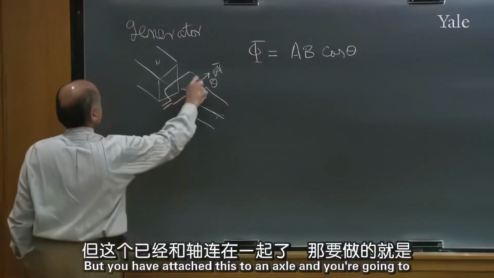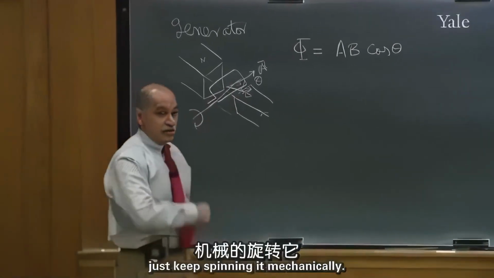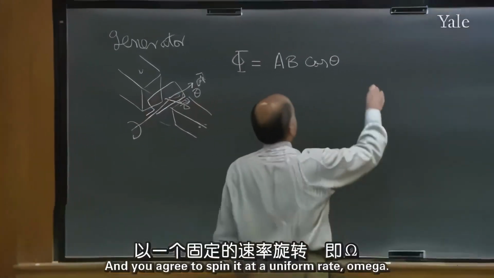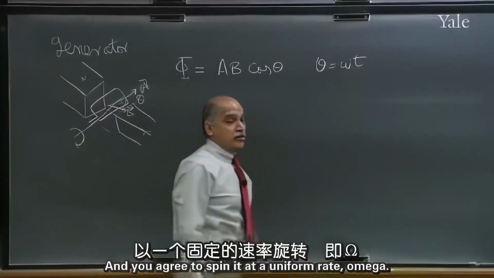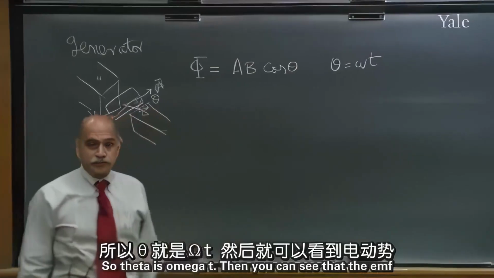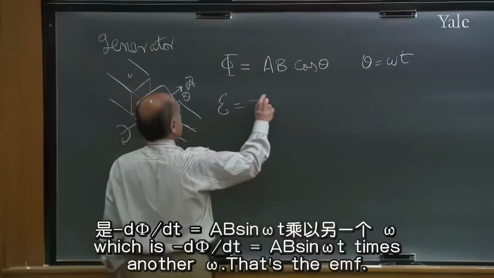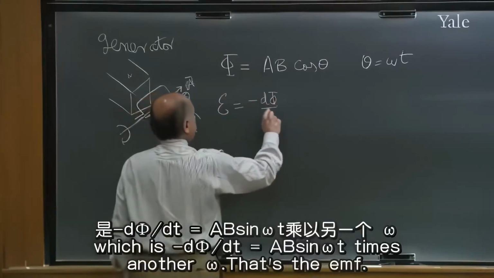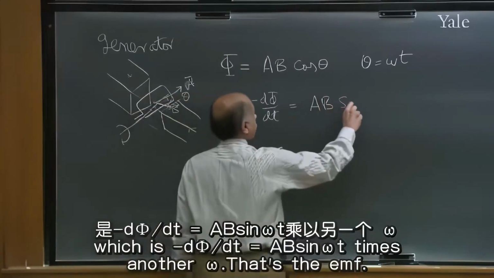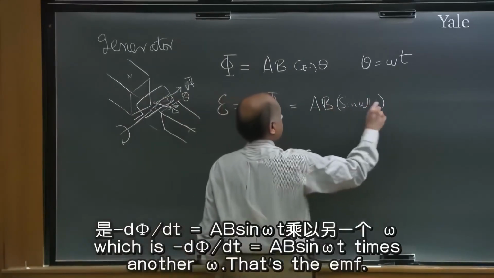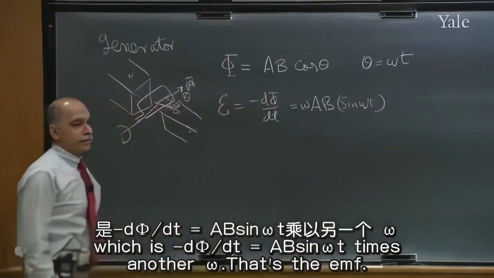But you have attached this to an axle, and you're going to just keep spinning it mechanically. And you agree to spin it at a uniform rate, omega. So theta is omega t. Then you can see that the EMF, which is minus d phi dt, is equal to A B sine omega t times another omega. That's the EMF.